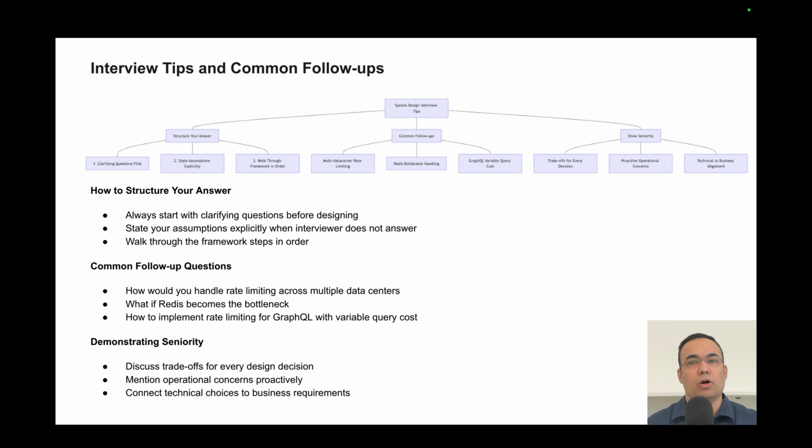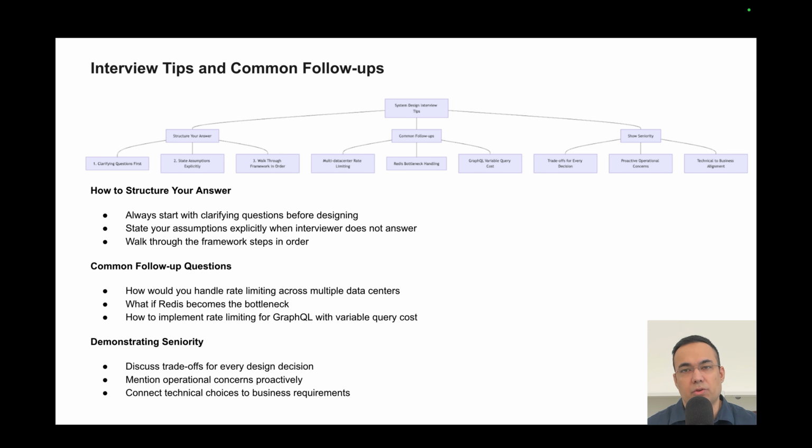You should prepare for common follow-up questions as well. The first could be: how would you handle rate limiting across multiple data centers? The answer involves geo-aware routing and either local limits per region or a global coordination layer. The second is: what if Redis becomes a bottleneck? The answer involves Redis clustering sharded by the key, or a hybrid approach with local caching. The third is: how would you implement rate limiting for GraphQL with variable query cost? The answer involves cost-based rate limiting where complex queries consume more quota.